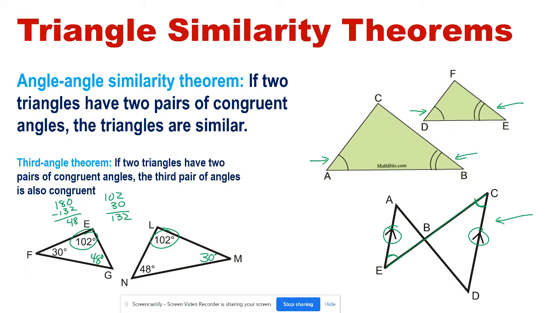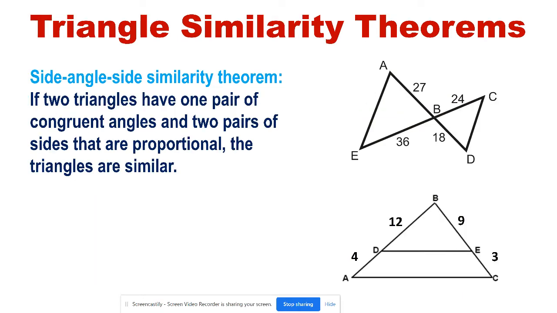those are alternate interior angles. They're in between the parallel lines, and they're on opposite sides of my transversal line. So they're congruent. I also see in this picture in the middle, I have vertical angles. So using things we learned way back about parallel lines and about vertical angles, I can say, okay, I've got two pairs of congruent angles. That means these triangles have to be similar.